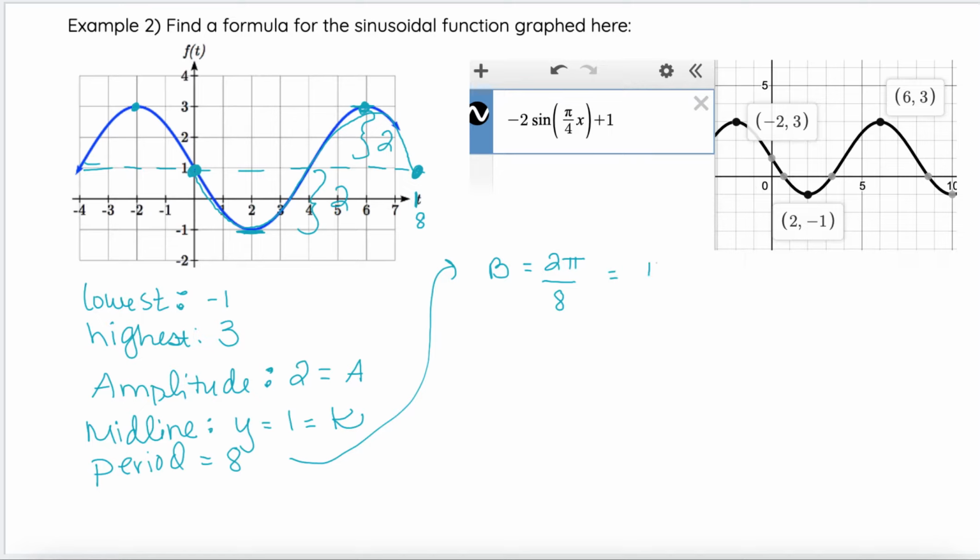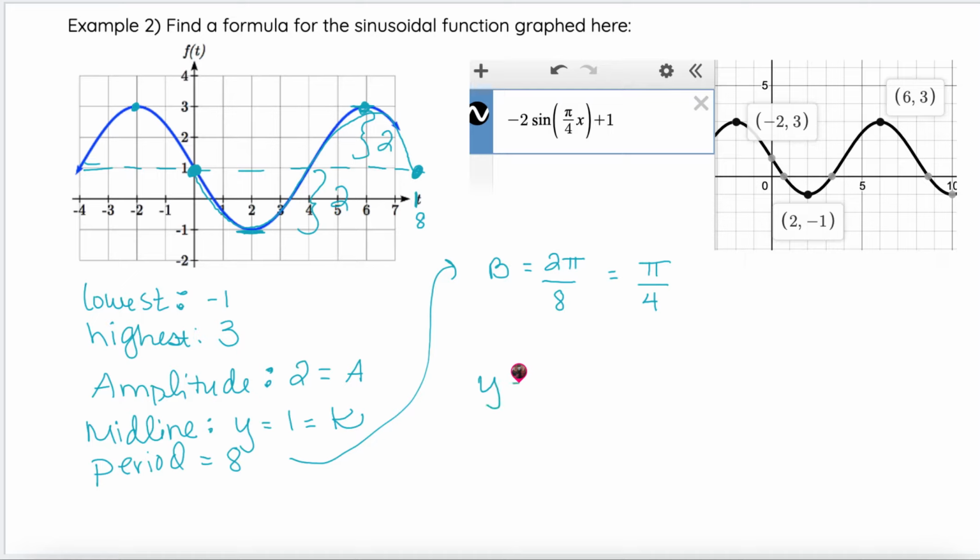Which is equal to pi over 4. So we also have our B value. This is the pattern of sine, thinking about where we're starting, except it's just flipped over. It's going down first instead of going up first when I'm looking at sine. So in order to get it to vertically flip, we'll put a negative in front of our sine.